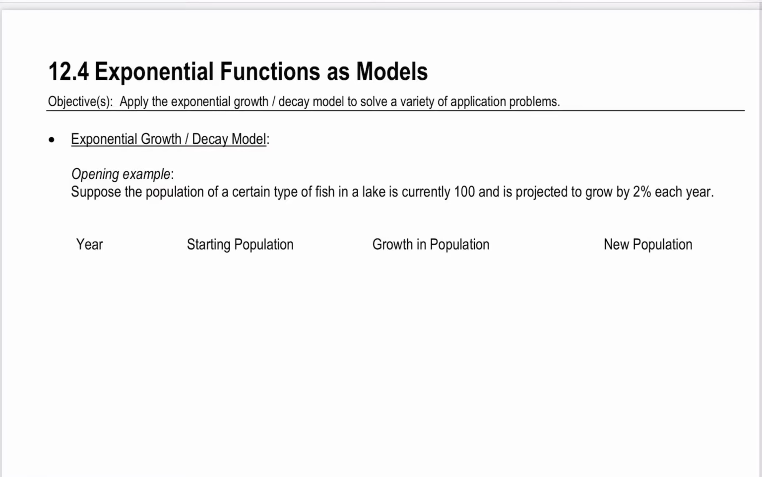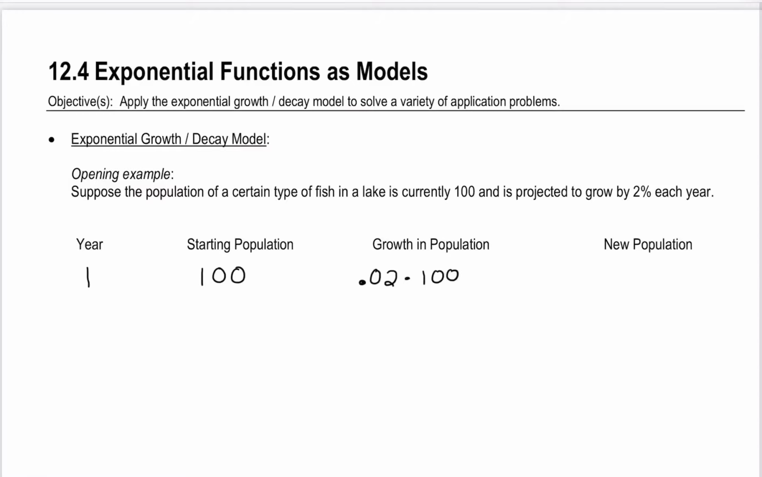So it says, suppose that the population of a certain type of fish in a lake is currently 100 and is projected to grow by 2% each year. All right, so let's say it's year one here. So suppose it's year one, and the starting population is again 100. So our growth is going to be 2%. So in this first year, we are going to grow by 2% of that, so multiplied by that 100.